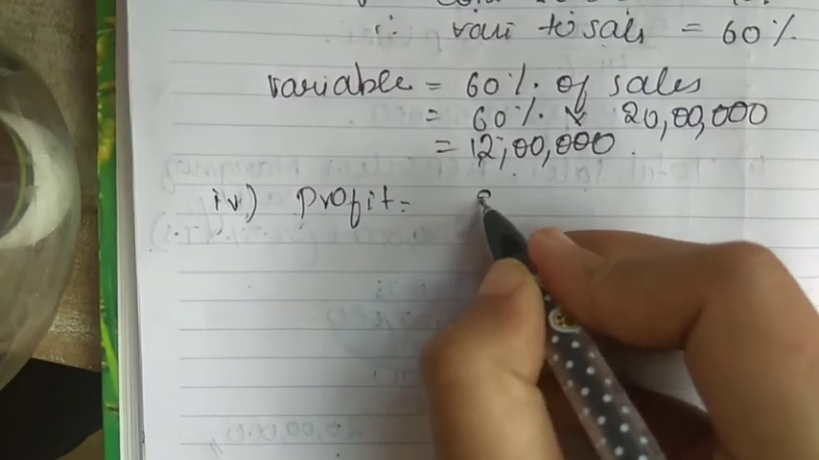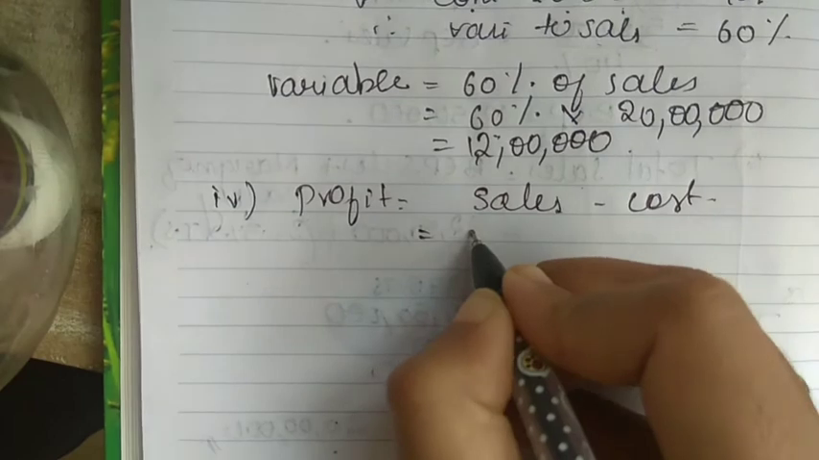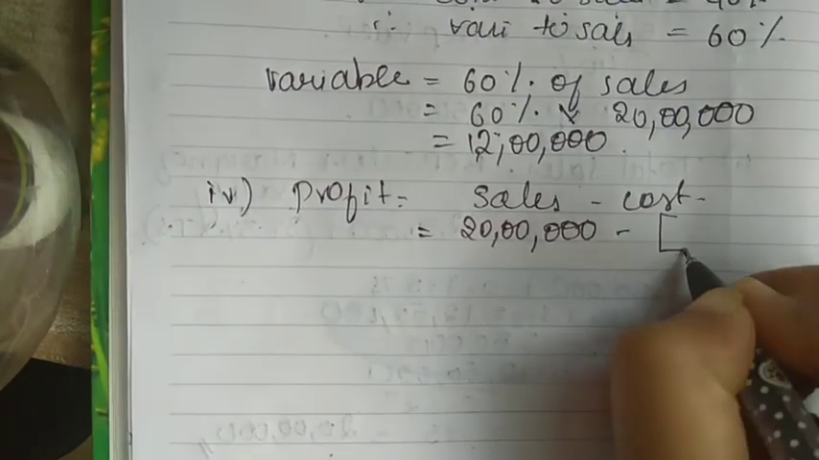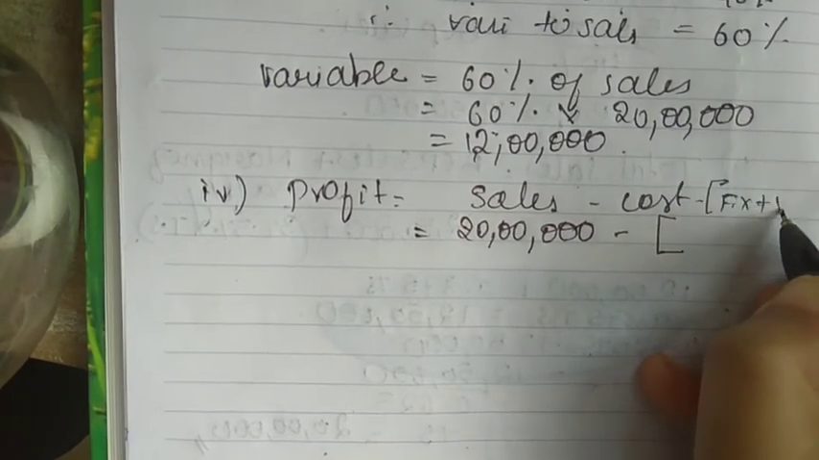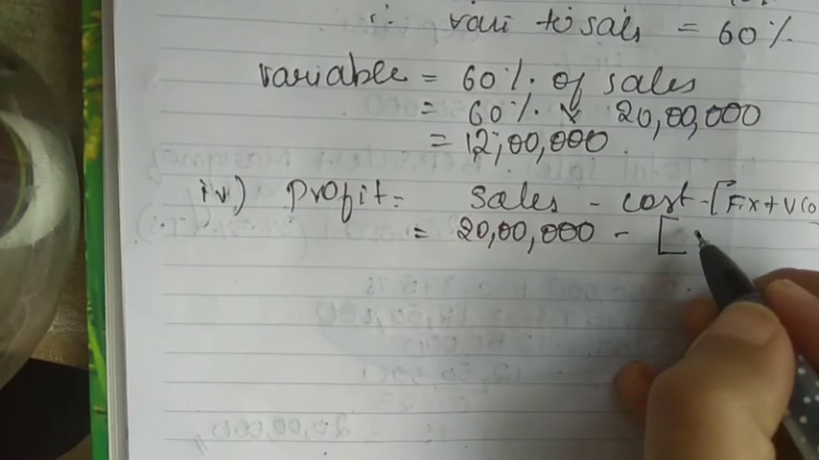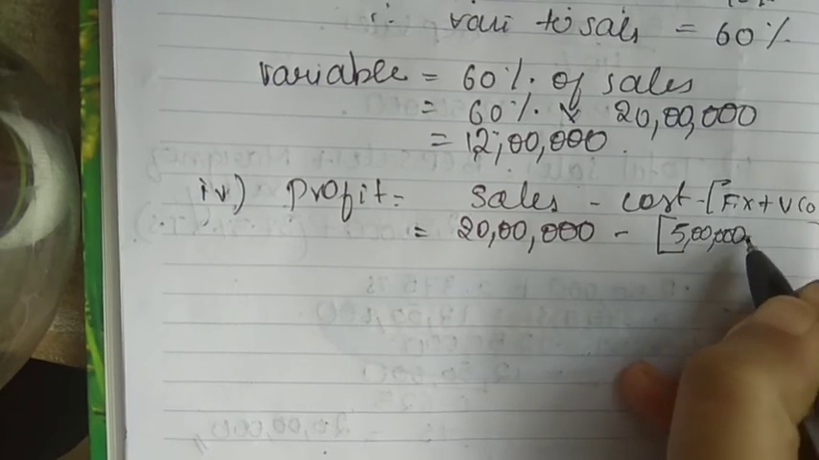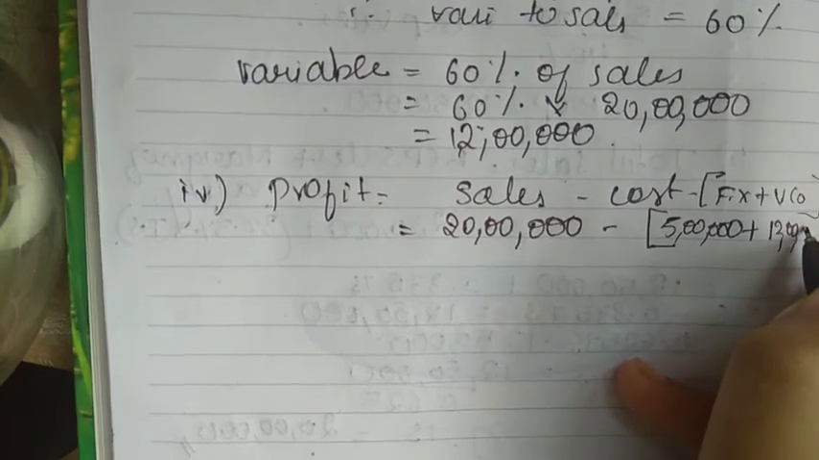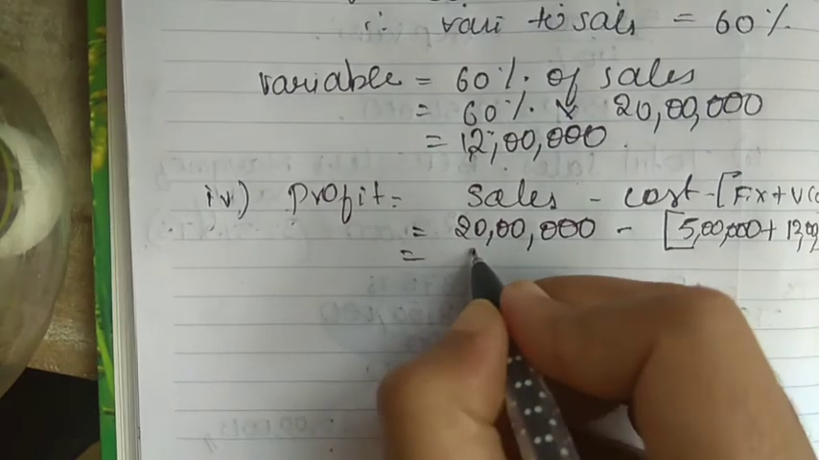The next question is to find out the profit. Profit is equal to sales minus cost. Sales are 20 lakhs and the cost will be fixed cost plus variable cost. Fixed cost they have already mentioned is 5 lakhs and the variable cost we have found out is 12 lakhs. 20 lakhs minus 17 lakhs will be 3 lakhs.